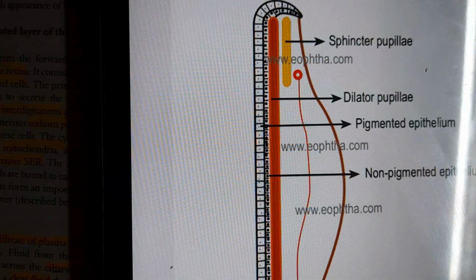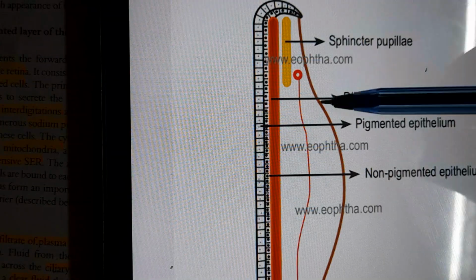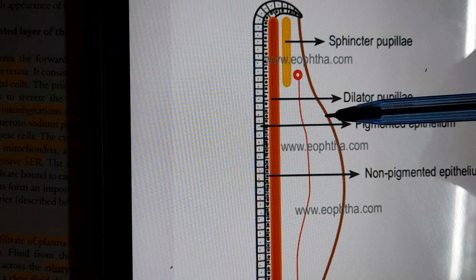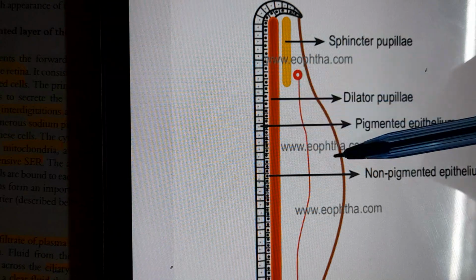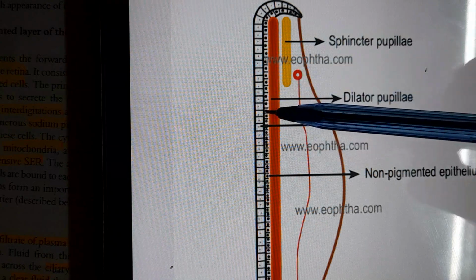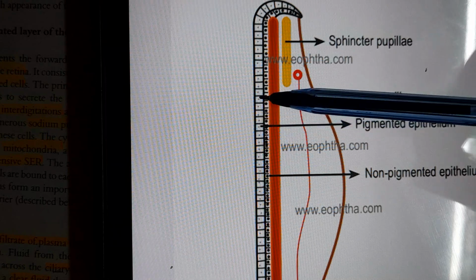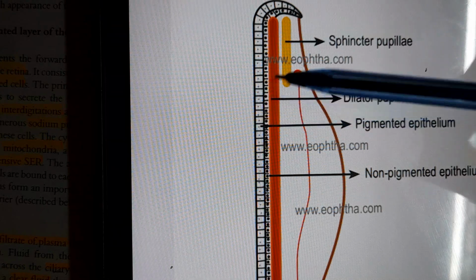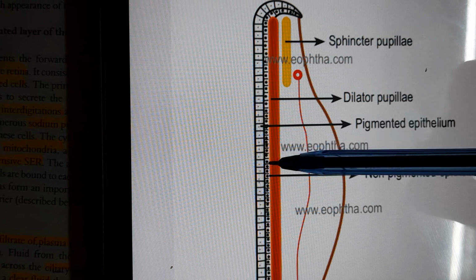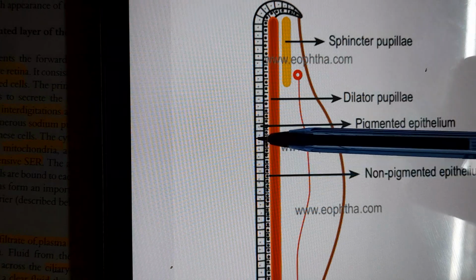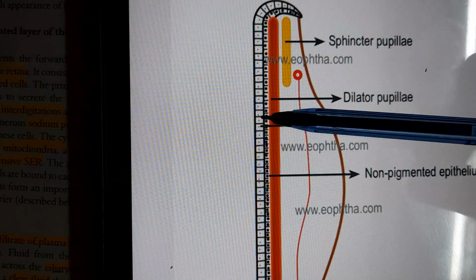neuroectoderm in the embryological life of the fetus. Now if we look at this diagram of the iris, we come to know that this is the anterior-most portion, then the middle-most portion is the stroma, and this posterior portion is further divided into an anterior and a posterior portion. It is composed of non-pigmented epithelium anteriorly and pigmented epithelium posteriorly.